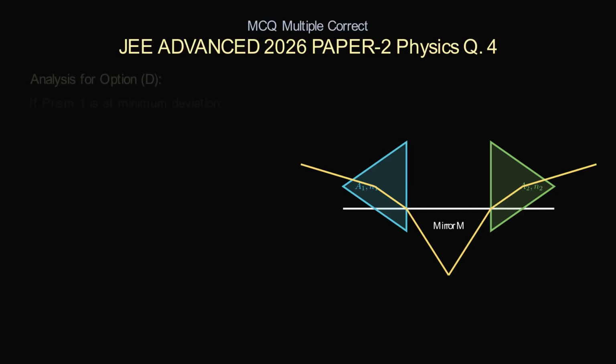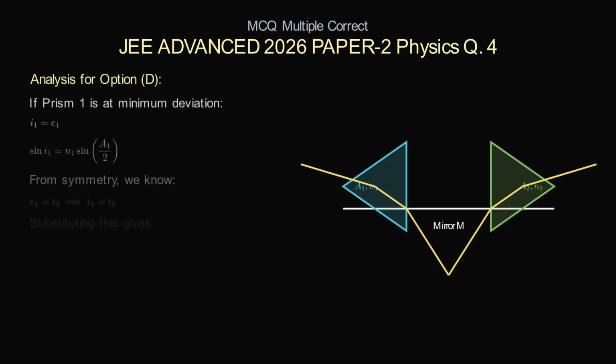For option D, if prism 1 is at minimum deviation, the angle of incidence I1 equals the angle of emergence E1. By symmetry, E1 equals I2, so I1 equals I2. Substituting this into the minimum deviation formula gives sin I2 equals N1 sin(A1/2). Thus option D is correct.